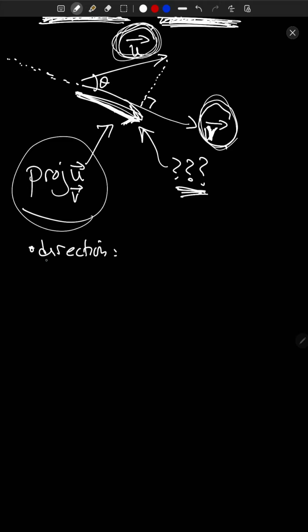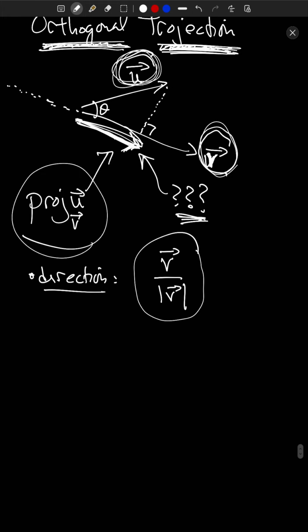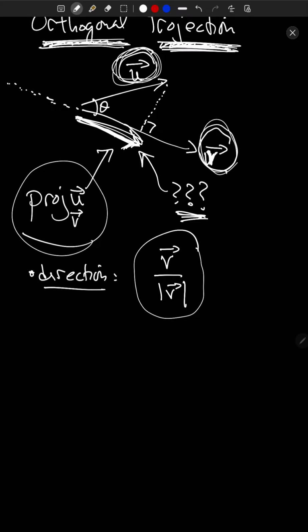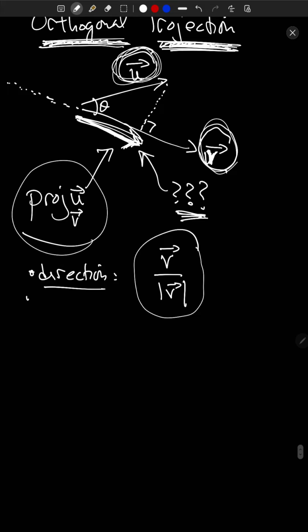Okay, so I'm going to express this direction in terms of a unit vector. So the direction of the projection is essentially this vector here, or the opposite. But in the picture that I've drawn right now, it's exactly the same direction. Okay, let's calculate the length.